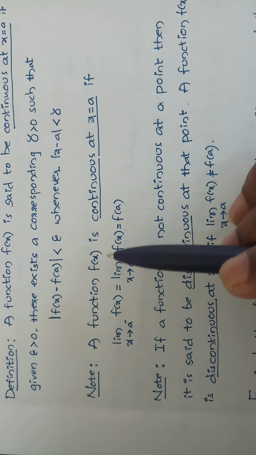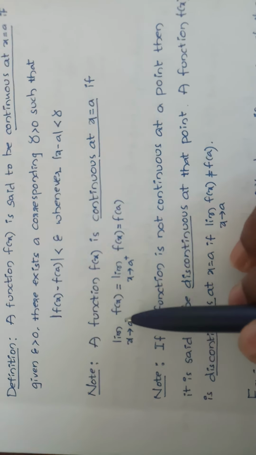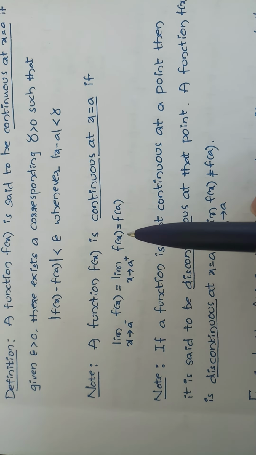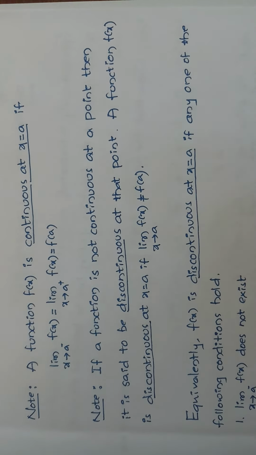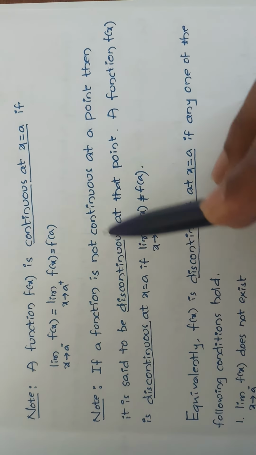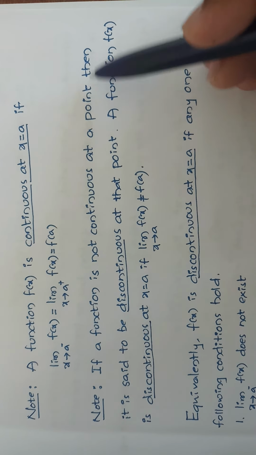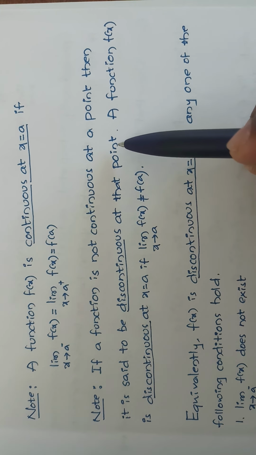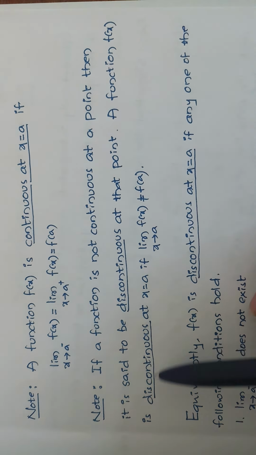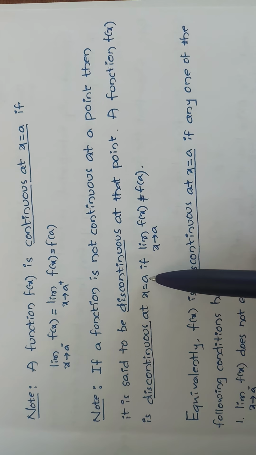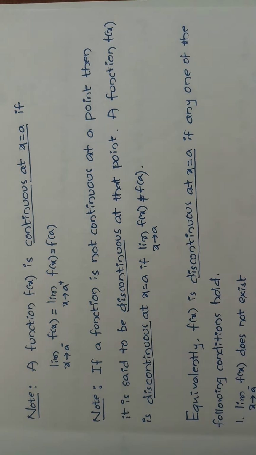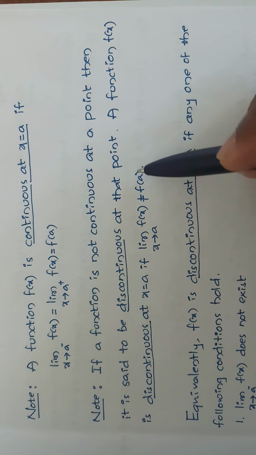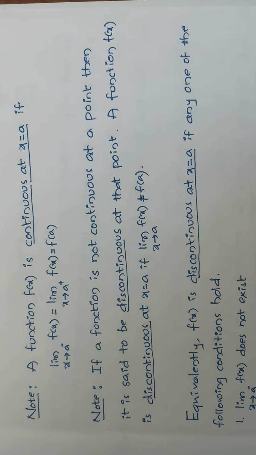A function is said to be continuous when the left hand limit, right hand limit and value of the function are equal. Another note: if a function is not continuous at a point, then it is said to be discontinuous at that point. A function f of x is discontinuous at the point x equals a if the limit as x tends to a of f of x is not equal to the value of the function, that is f of a.